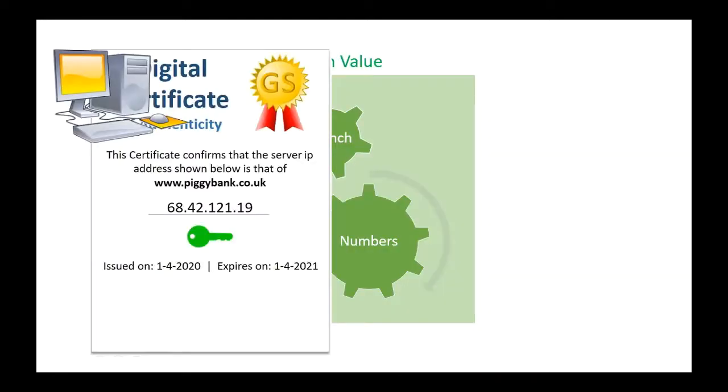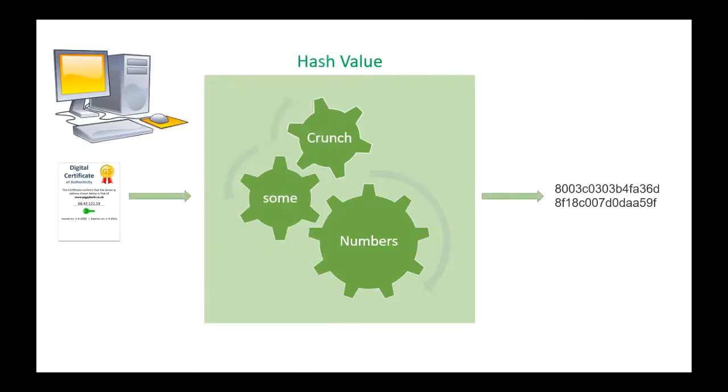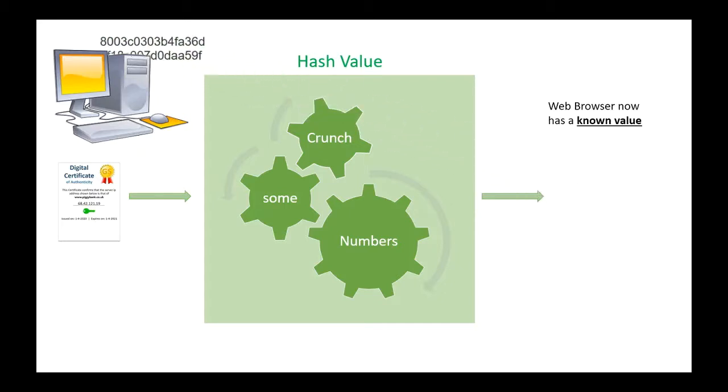Authentication is all based around hash values, so the first thing our browser must do is calculate the hash value for the certificate that has been given. The browser now has a known value for the certificate and puts it to one side for the moment.